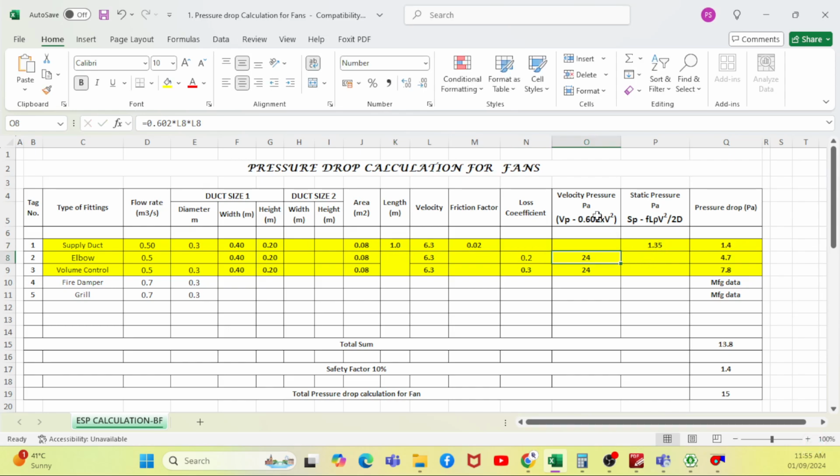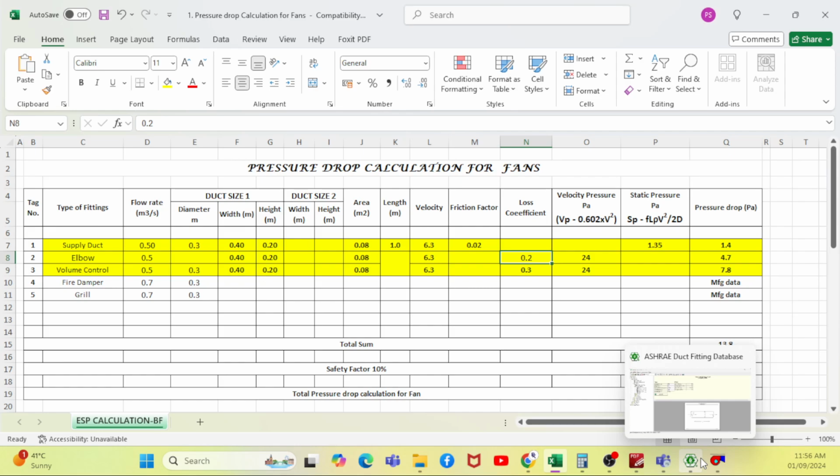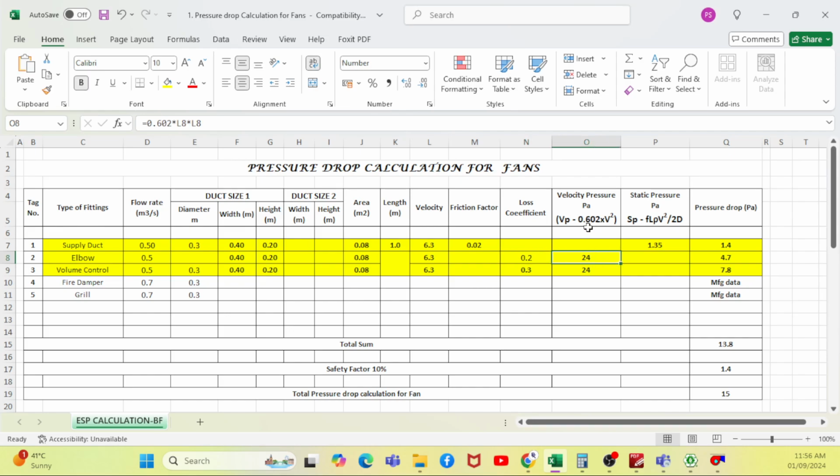Okay, and if you want to calculate the velocity pressure, now there is an elbow. From the elbow also you can calculate the area, you can calculate the velocity, and you can get the loss coefficient from the software, the ASHRAE software. So you can enter the values here as per the loss coefficient. Then you can calculate the velocity pressure, which is 0.602 multiplied by velocity squared.